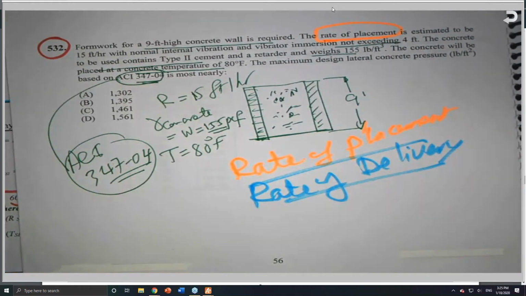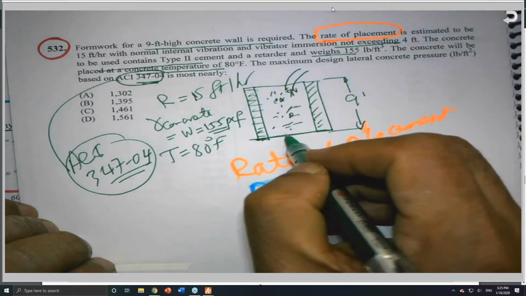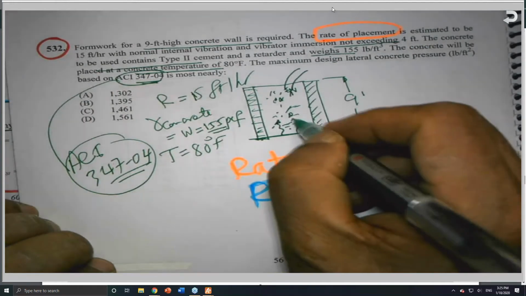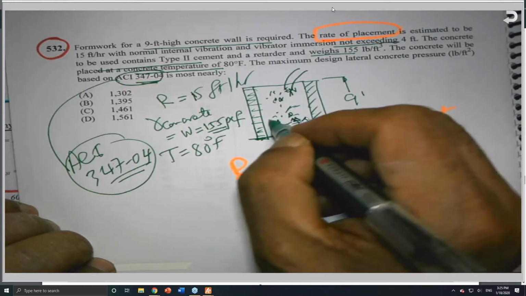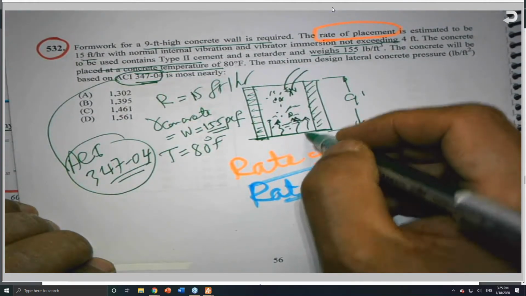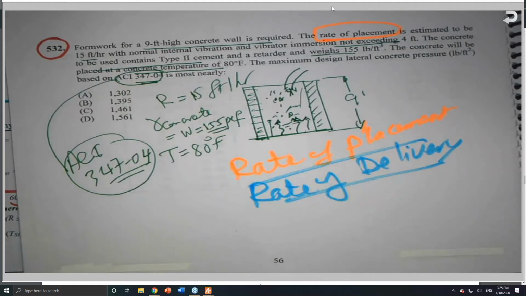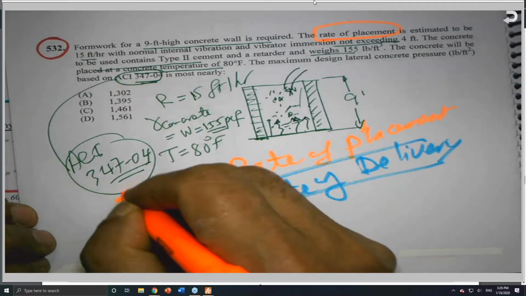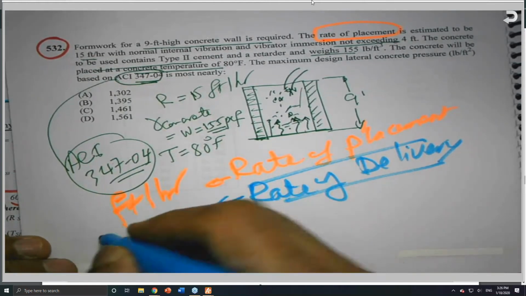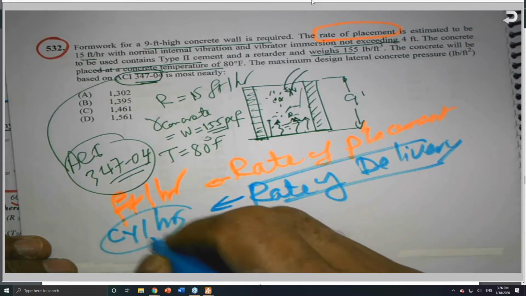The rate of the placement: when they place a concrete, this concrete starts to rise up. This is what is meant, how fast the concrete is rising up in the form, which is in this case 15 feet per hour. So every 1 hour, we have 15 feet high. The rate of placement has units of feet per hour. But the rate of delivery is cubic yards per hour.